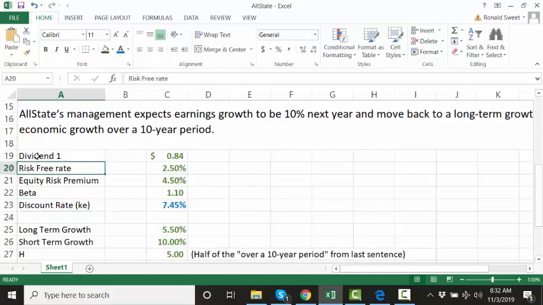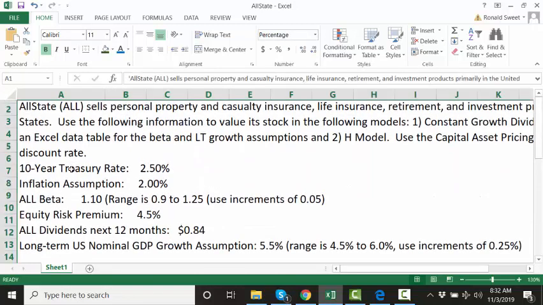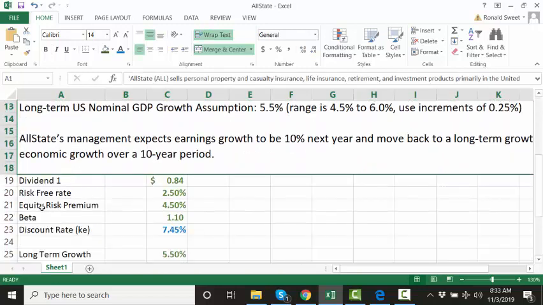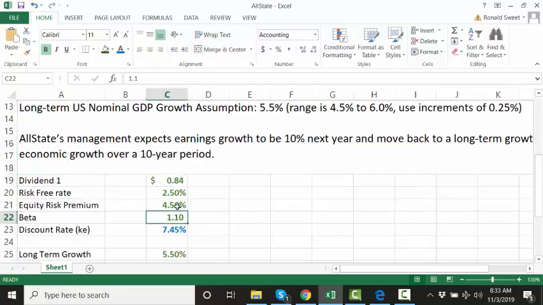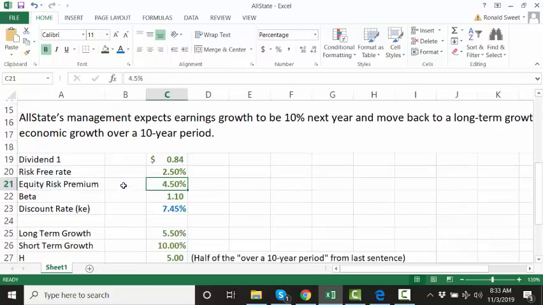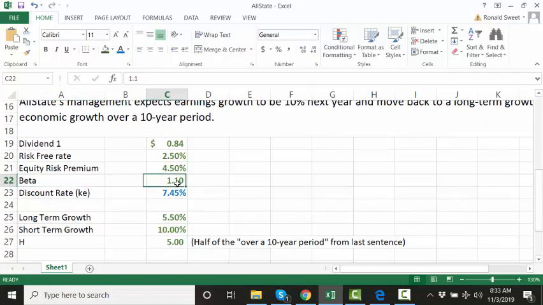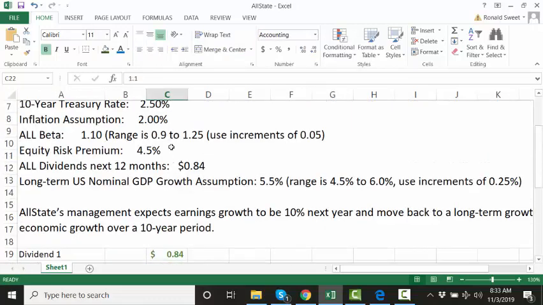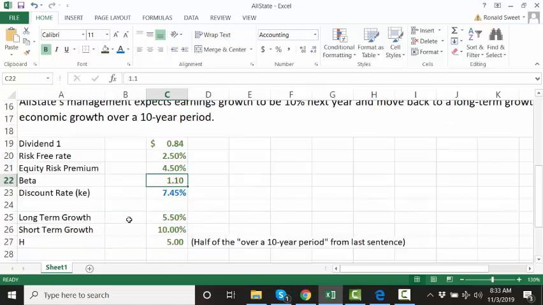We see that the dividend 1, that's next year's dividends, is 84 cents. The risk-free rate is 2.5% that we got from the 10-year treasury. The equity risk premium is 4.5%. Again, that was given in the problem. The beta, starting beta 1.1, was given in the problem. We're going to run scenarios on that.